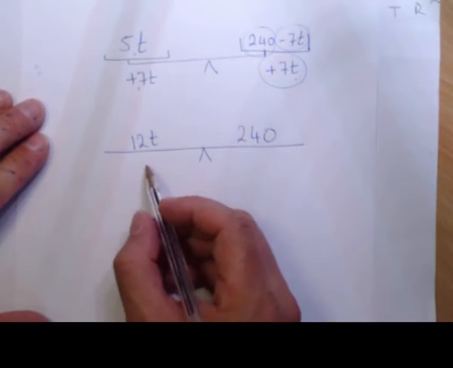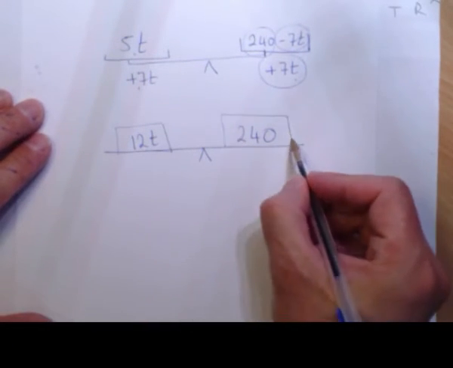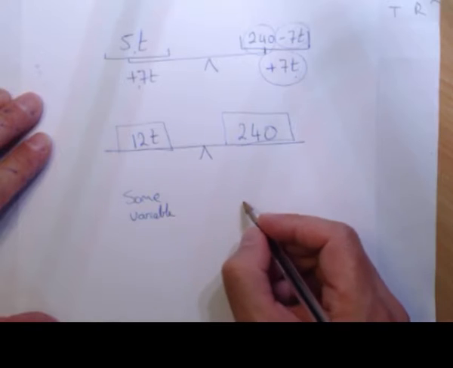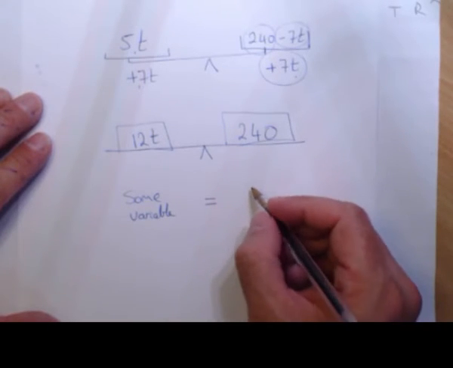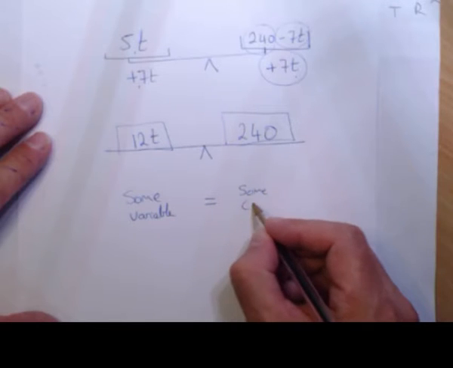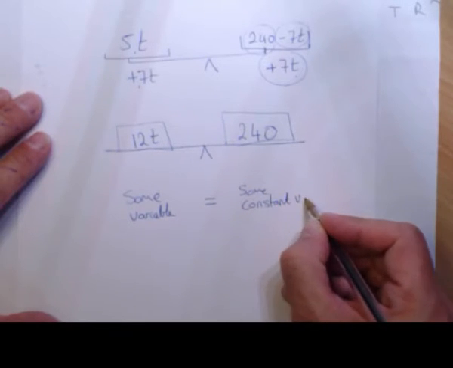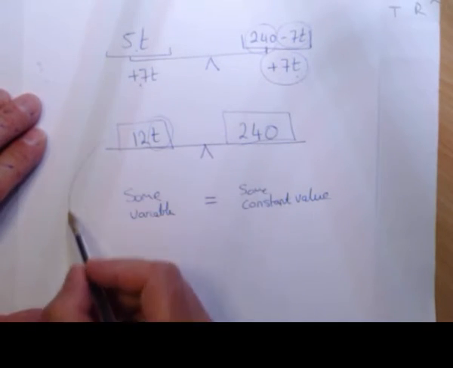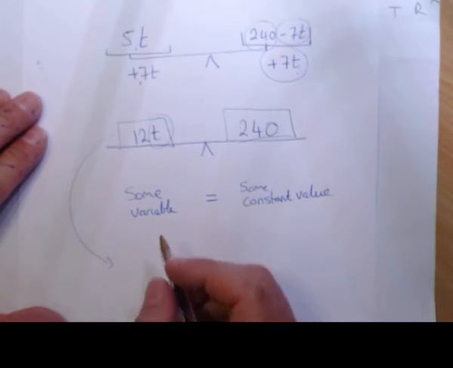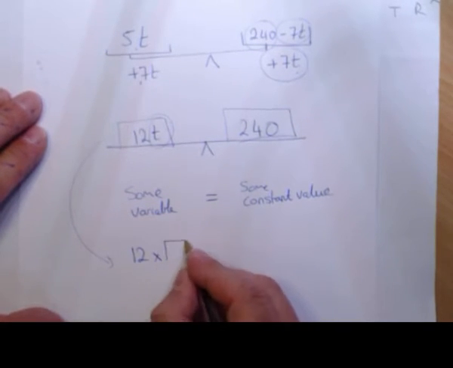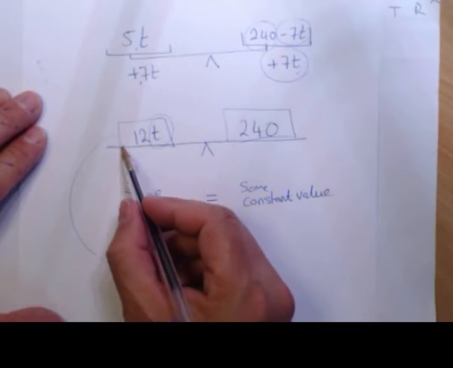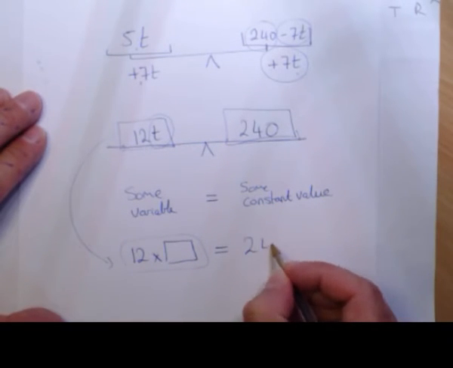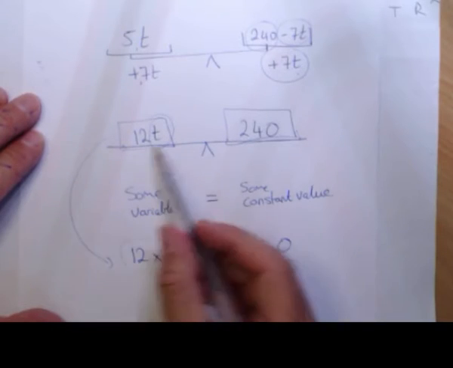I now have some variable on the left and some value on the right hand side. I have some variable value, and that has the same value as some constant value, some number. I still want to know what this value t is, but now we can just remember what 12t means. It means 12 multiplied by some unknown value, and I know that this unknown value has to be the same as this known value, so this unknown value must be 240 because it's in balance.